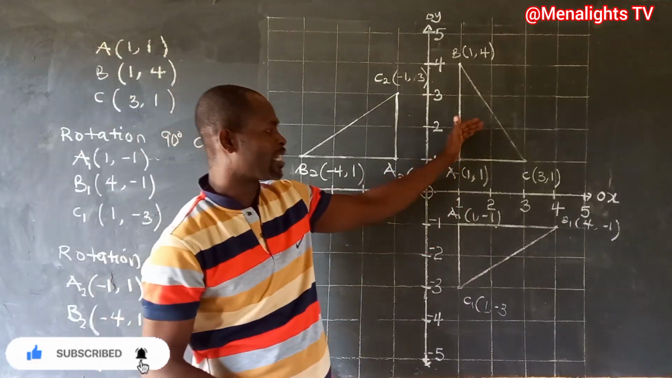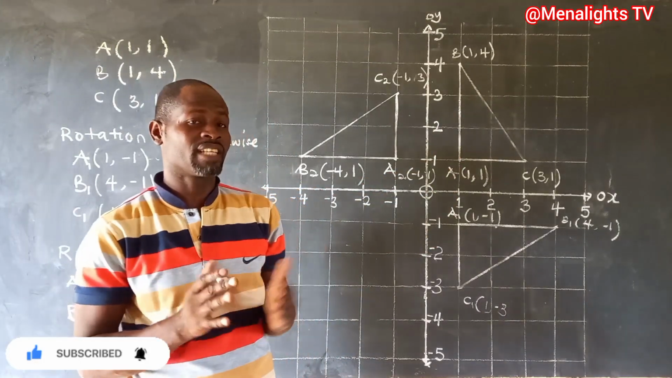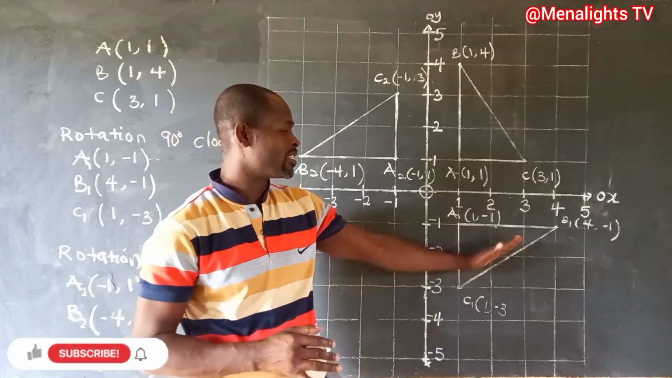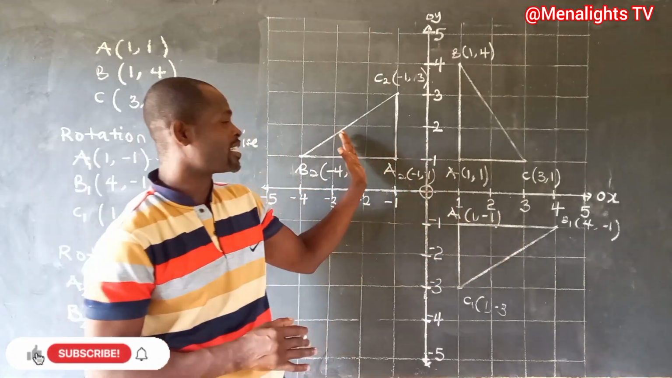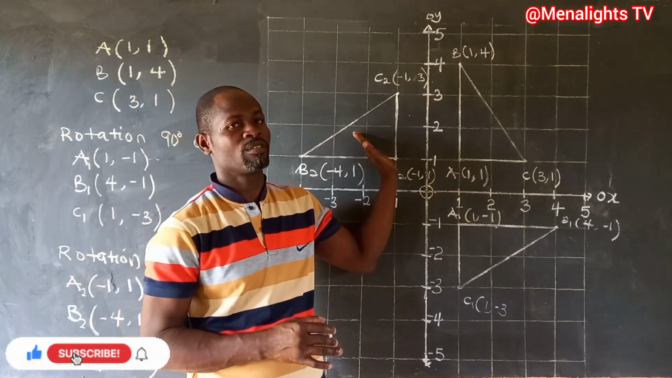So this is the object that we have, and when you rotate it 90 degrees clockwise, this is what we have, and when you rotate it 90 degrees anti-clockwise, this is what you are going to have.